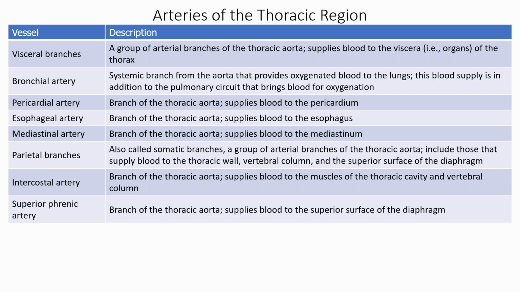The parietal branches, sometimes these are called somatic. This will be for the wall of the thoracic cavity, the vertebral column, and the superior, the top surface of the diaphragm. Intercostal go to the muscles that are found between the ribs and the vertebral column and whatnot. Then the superior phrenic is going to be for the superior surface of the diaphragm as well. So parietal and superior phrenic arteries kind of work together.